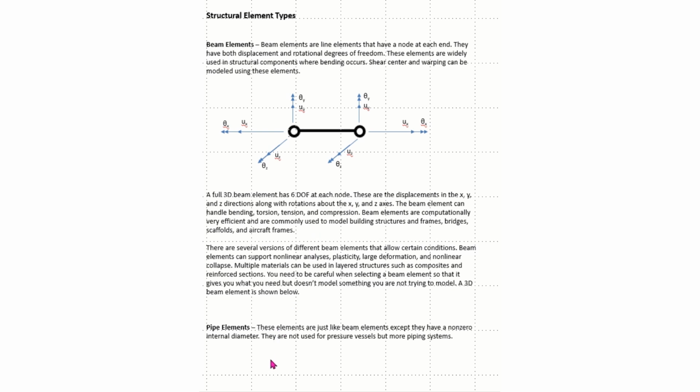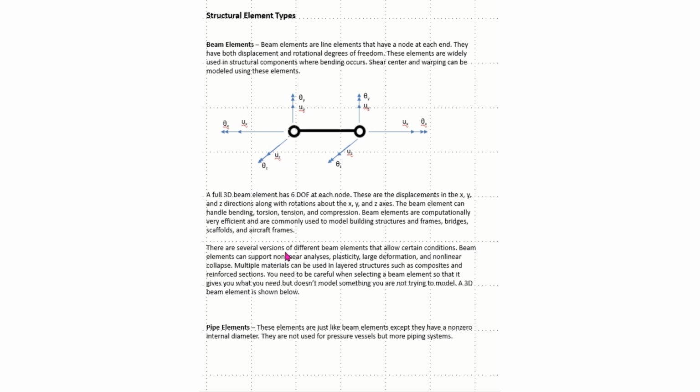And a full 3D beam element has 6 degrees of freedom at each node. So at each node here I would have translation in the X, Y, and Z, and rotation about the X, Y, and Z, for a total of 6 degrees of freedom. Beam elements are computationally very efficient and are commonly used in modeling building structures and frames, bridges, scaffolds, and aircraft.